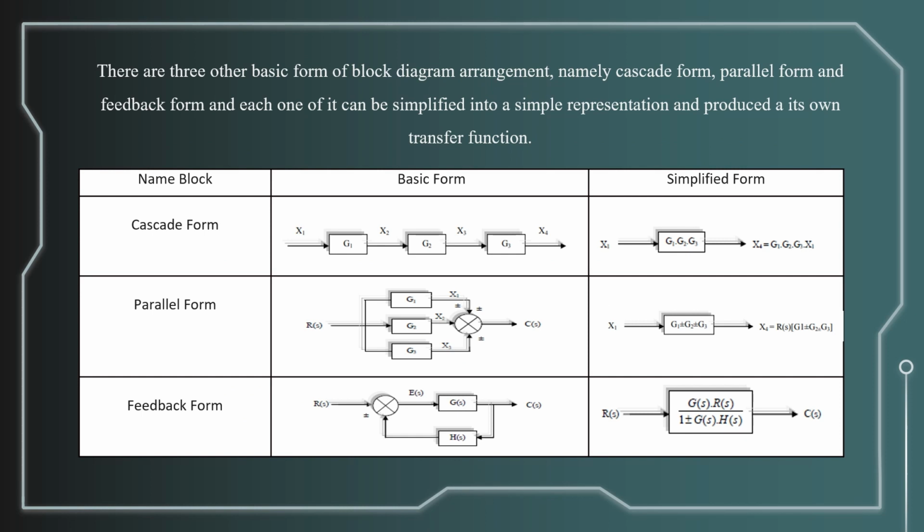There are three other basic forms of block diagram arrangement, namely a cascade form, parallel form, and feedback form. And each one of them can be simplified into a simple representation and produce its own transfer function.